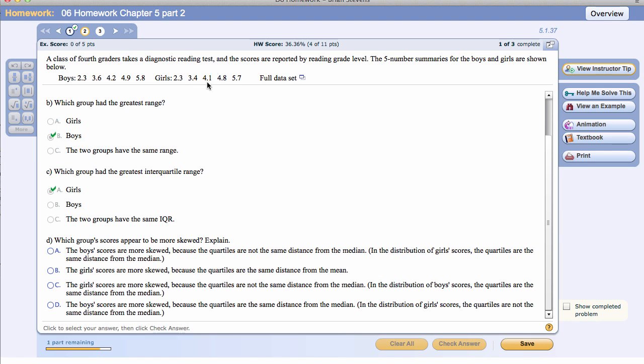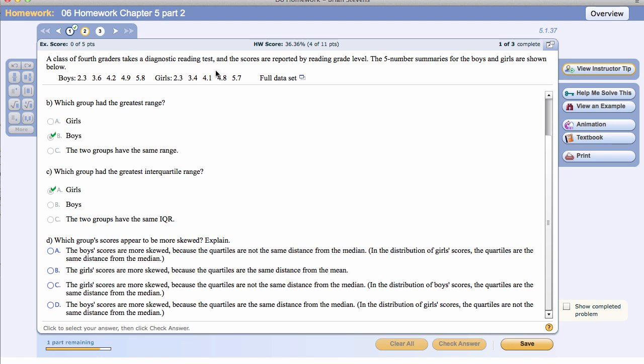If you notice, the median is 4.1. Now, the distance to 4.8 is 0.7. The distance down to 3.4 is also 0.7. You might have to subtract them out to get the difference on a calculator, but we can look at how much do we have to add here and how much do we have to subtract here.